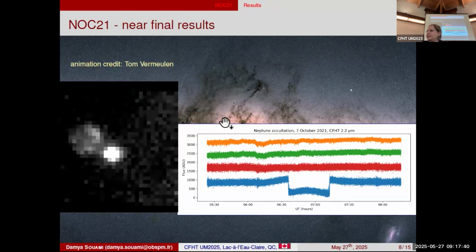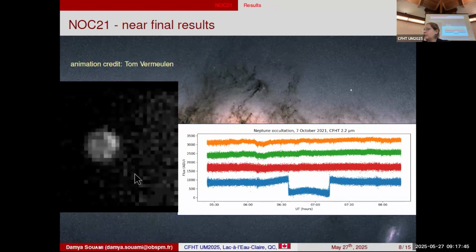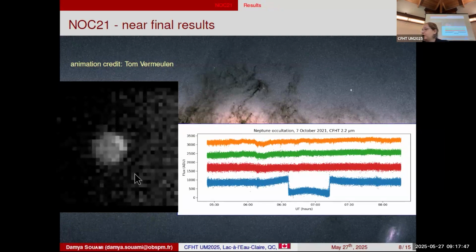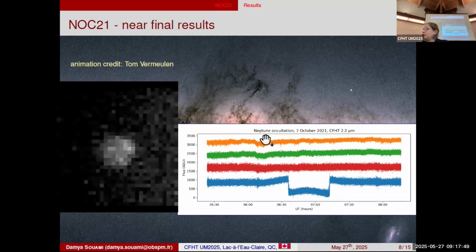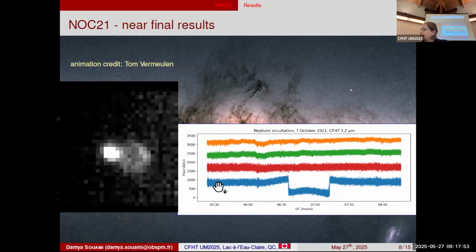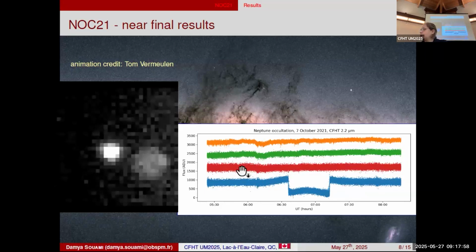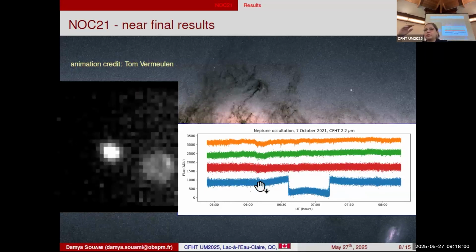This is obviously accelerated. This is Neptune, the star, and the sun. And now the star is going to be occulted and eventually reappear. So these are light curves, photometry, that were actually extracted by Liam, my student. This is for the occulted star in blue, and these are reference stars. As you see, there are some fluctuations, but they're not correlated.